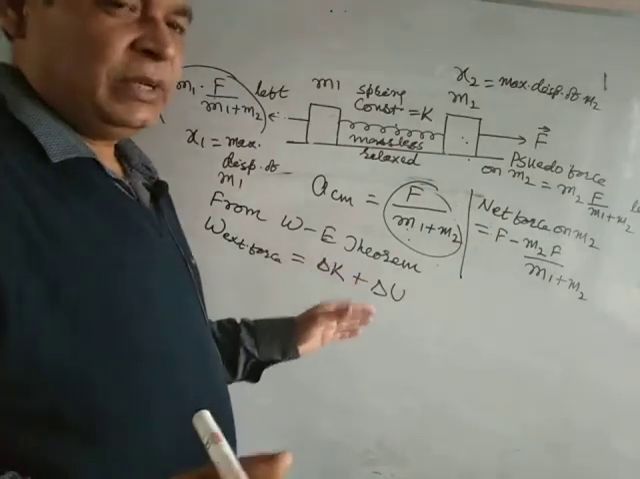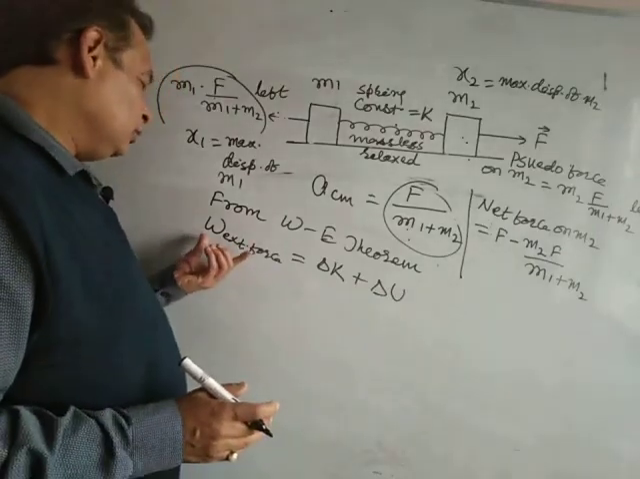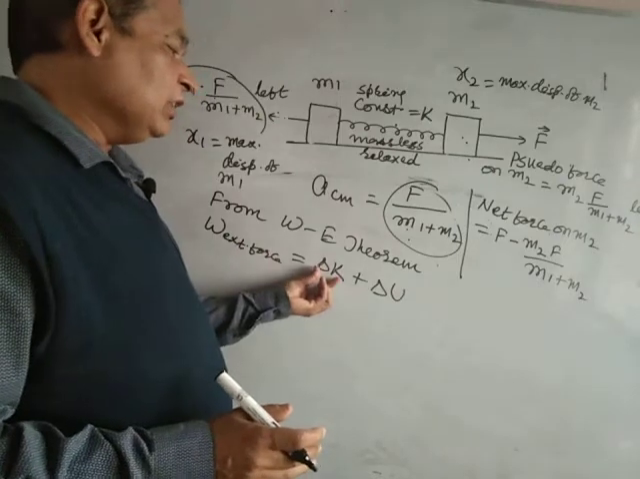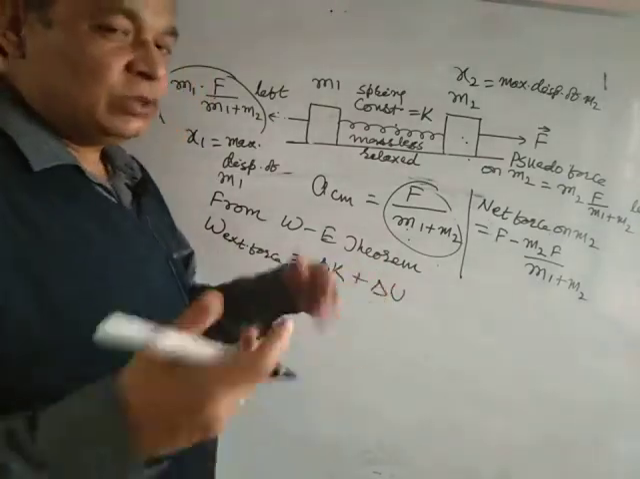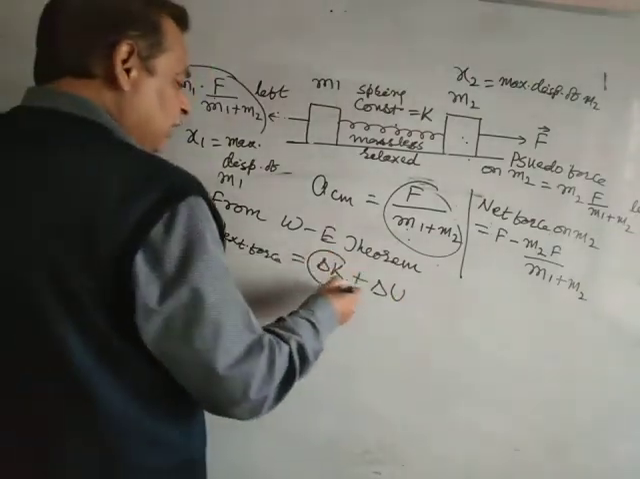Both seem different but actually they are the same. So we can write that the net force, the total work done by external force, is the change in kinetic energy plus the change in potential energy. The work energy theorem is stated in this way also. Okay. What about delta K, the change in kinetic energy?